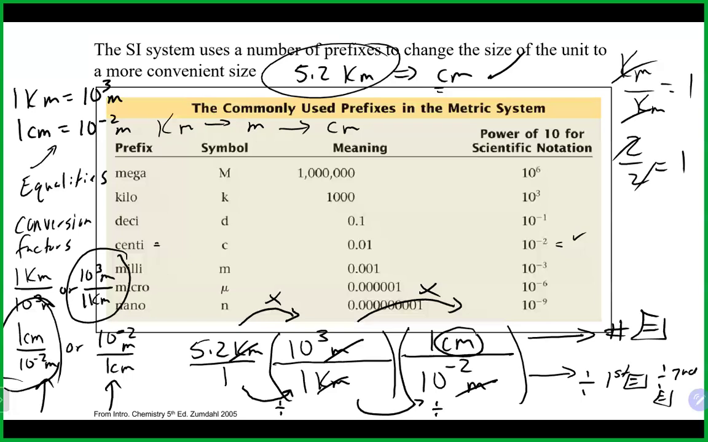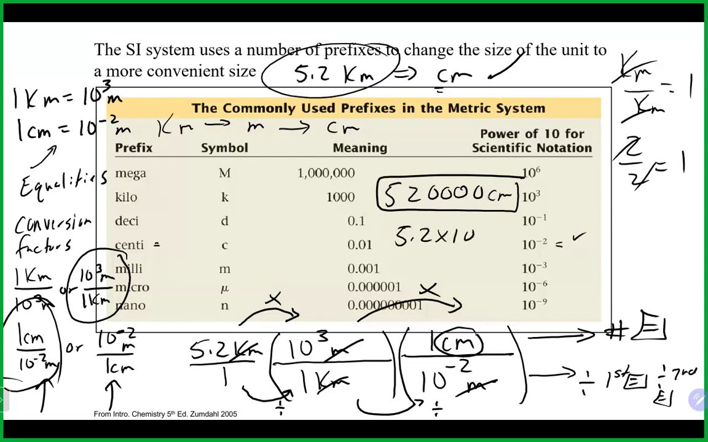So if we do this, this is basically 5.2 times 1 times 10 to the 3. I'm going to hit equals. I'm going to divide it by 1 times 10 to the minus 2. And that is going to give me 5, 2, 1, 2, 3, 4. And these would be centimeters in this case. We could also do scientific notation.